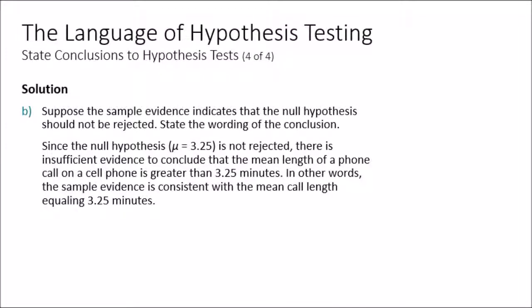If the case is to not reject the null hypothesis, then we will say that since the null hypothesis is not rejected, there is insufficient evidence to conclude that the mean length of a phone call on a cell phone is greater than 3.25 minutes. In other words, the sample evidence is consistent with the mean call length equal to 3.25 minutes.